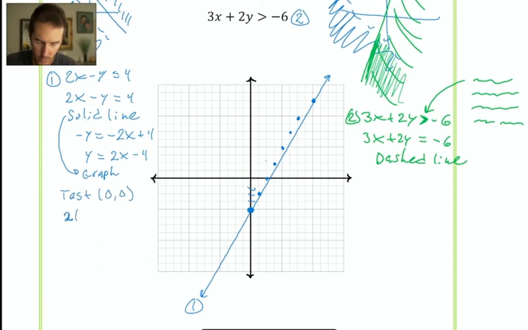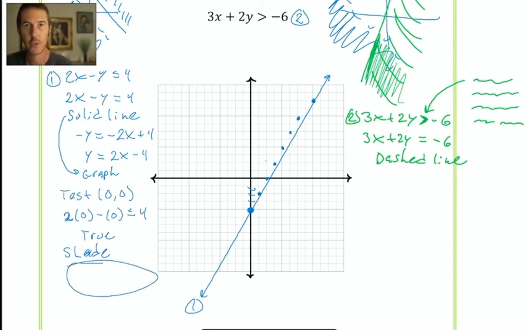So I have 2 times 0 minus a y value of 0 is maybe less than or equal to 4. 0 is less than or equal to 4. That's true. So shade. And we're shading the region that does include the test point. If you need to write that right here, then you write it. I don't need to write it. Maybe you do. Shade the region that does include the test point.